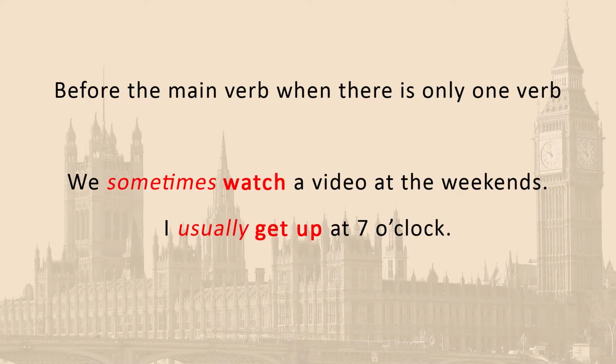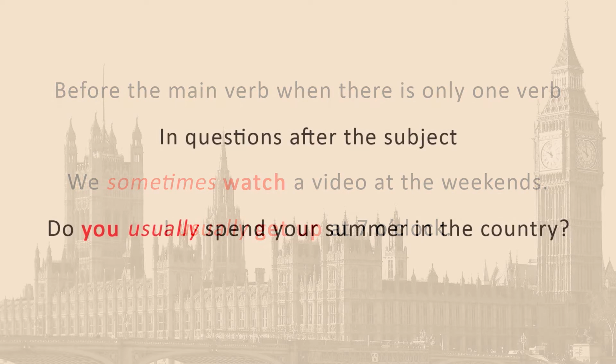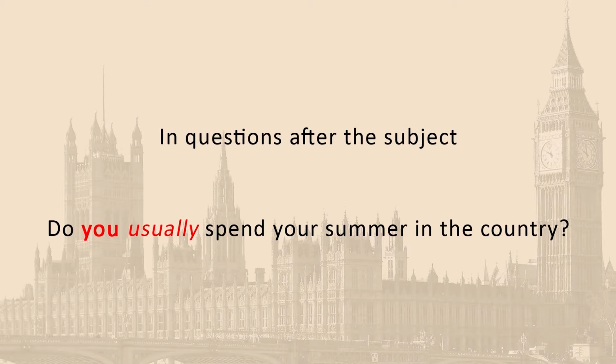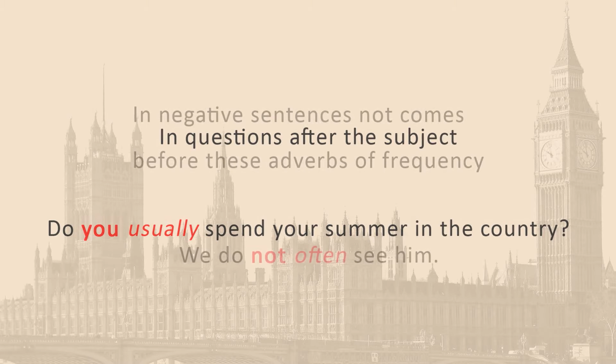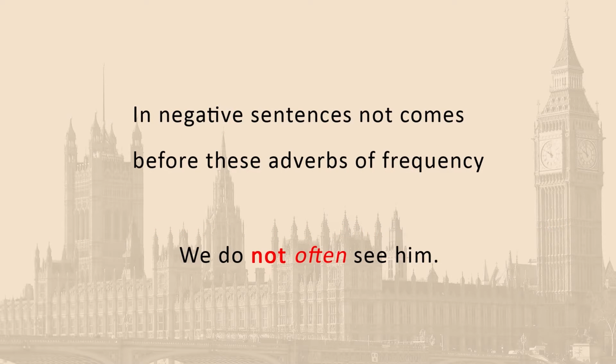Before the main verb when there is only one verb. For example, we sometimes watch a video at the weekends. I usually get up at 7 o'clock. Adverbs of frequency are used in questions after the subject. Do you usually spend your summer in the country? In negative sentences, not comes before these adverbs of frequency. We do not often see him.